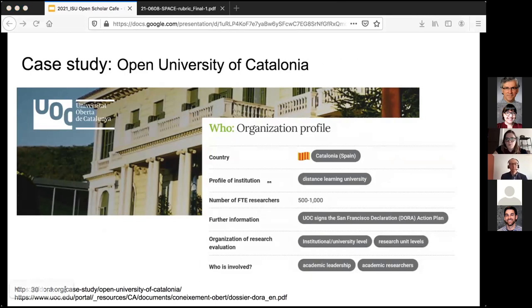So the history and academic culture at UOC is rooted in open science. It is in the name of the institution. And because of that, there were a lot of internal drivers to push career progression and recruitment evaluations to be more open. They also wanted to identify ways to reward societal impacts of research. And the effort really got started.